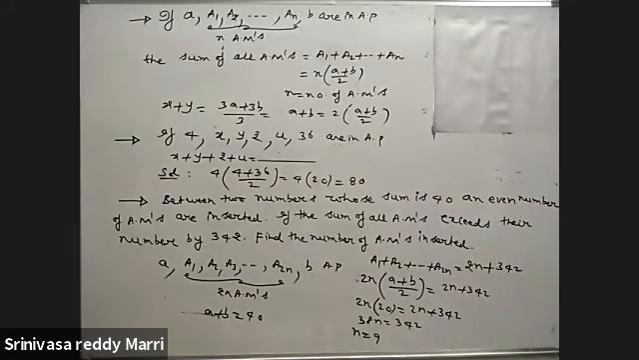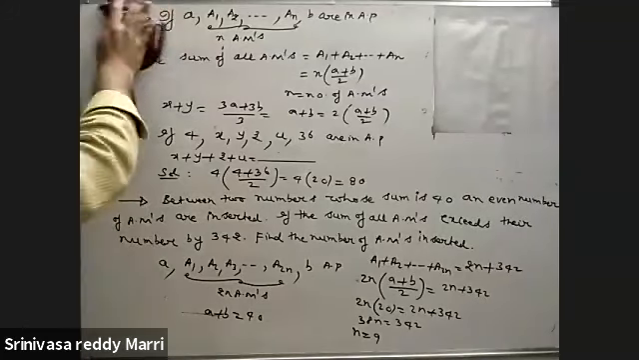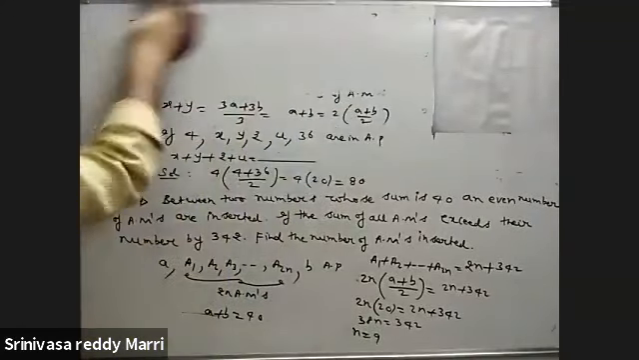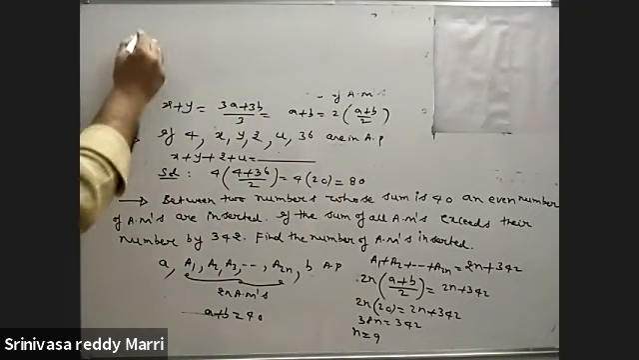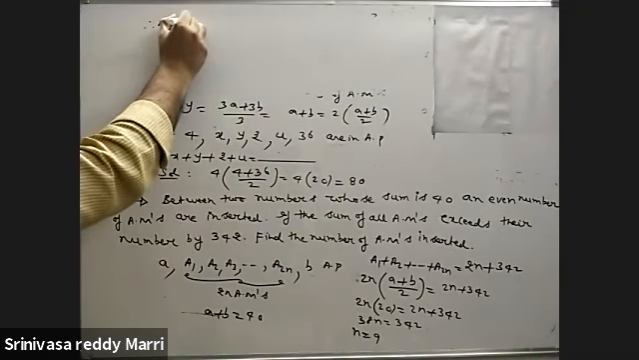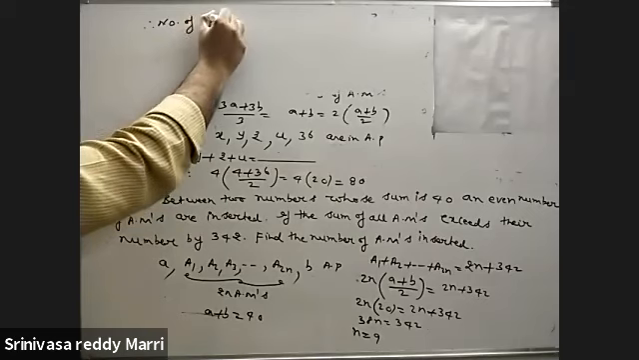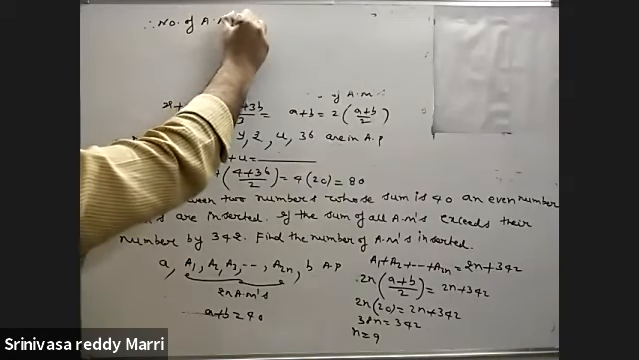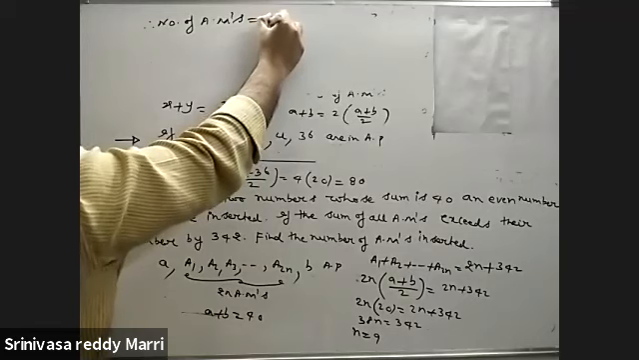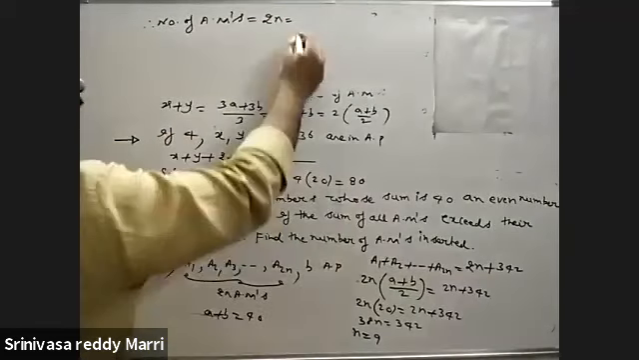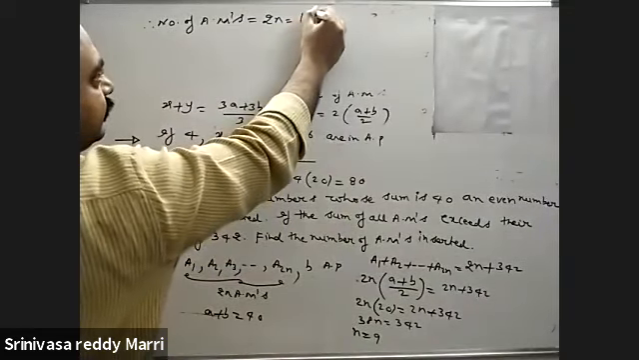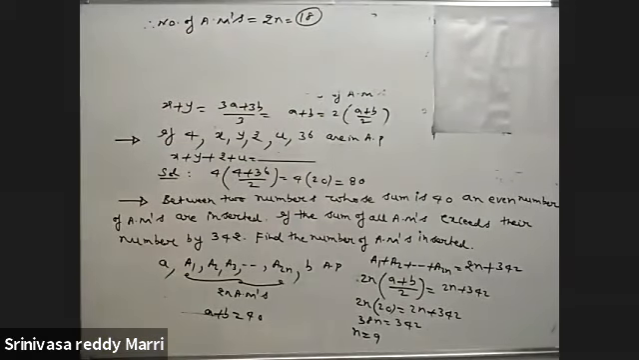9. But he is not asking the n value. He is asking how many AMs are there. Number of AMs means your answer must be 2n. Therefore, the number of AMs will be 2n, that means 2 into 9, your answer will be 18. You must not be mistaken by 9. That is n. But how many AMs are there? 2n AMs are there. So your answer will be 18.